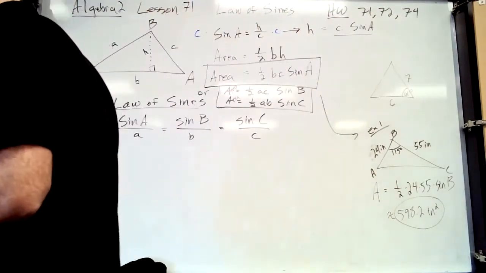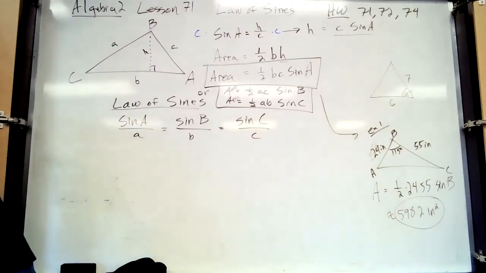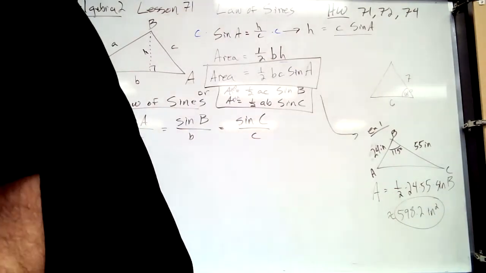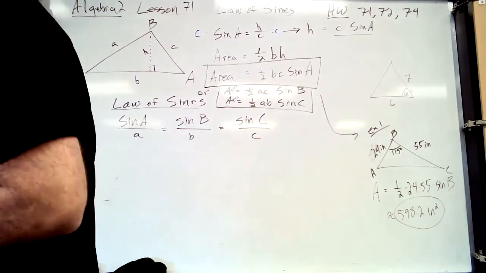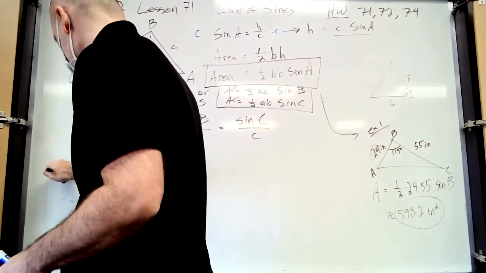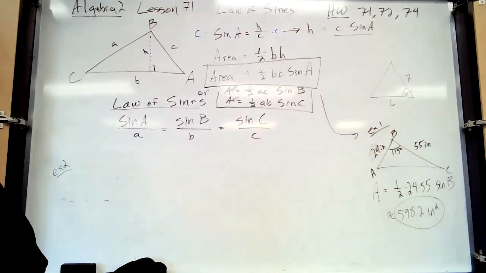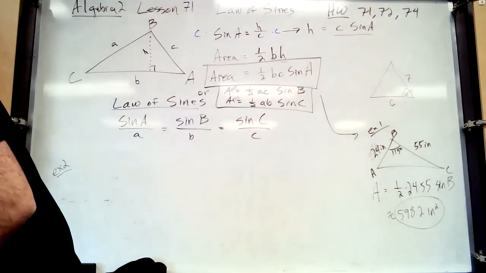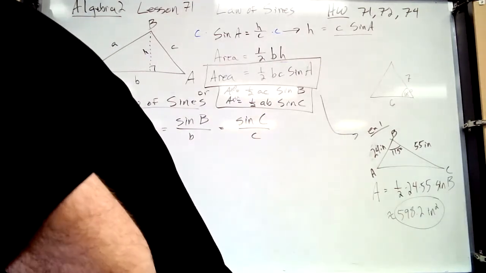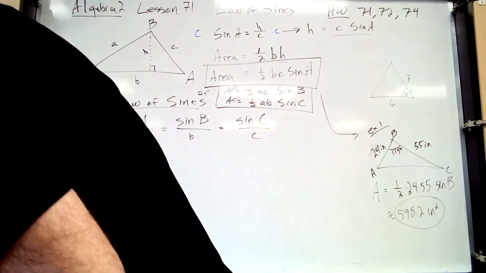Okay, so the law of sines. This is what we got. Keep looking at the wrong book. So I'm going to do example 2 here. Here's what example 2 says. Find B, round to the nearest tenth.